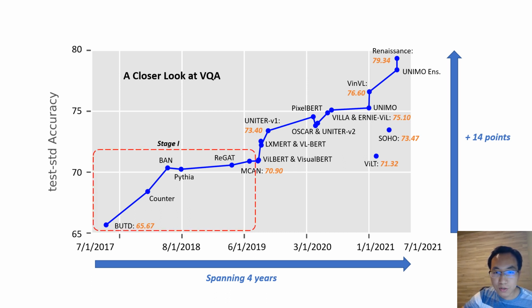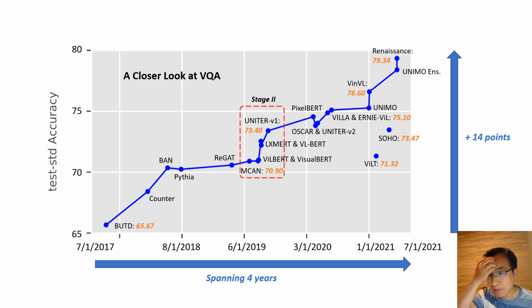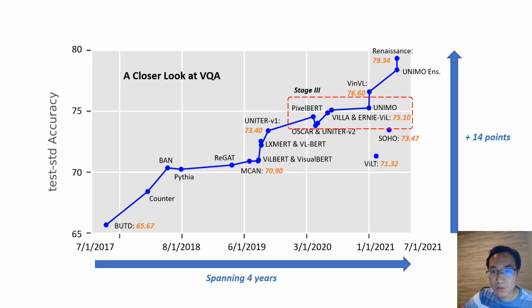In the first stage, there's no pre-training work, and in the second stage, there are many concurrent works being proposed. And here we can see the performance of VQA models has improved from 70 to 73.4. And then in stage 3, the performance has been further enhanced. And nowadays in stage 4, the highest performance is 79 point something, so it's almost 80% accuracy.